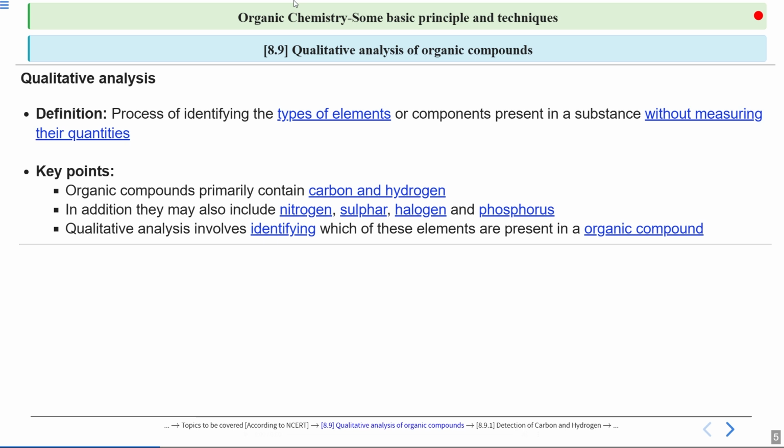Now, qualitative analysis involves identifying these elements which are present in the organic compound. This step is very crucial because it helps us understand the compound's potential behavior and interactions. It is like piecing together a puzzle to see the bigger picture. Here your bigger picture is the organic compound and your pieces are atoms.